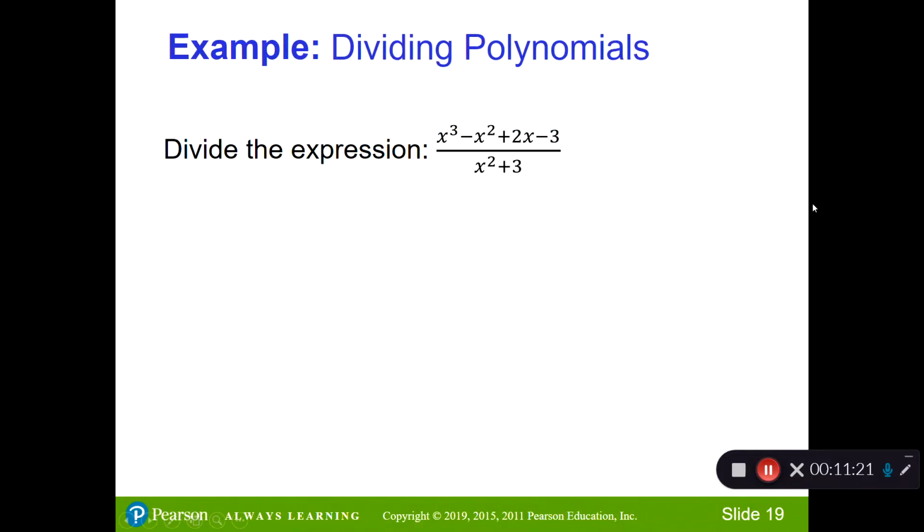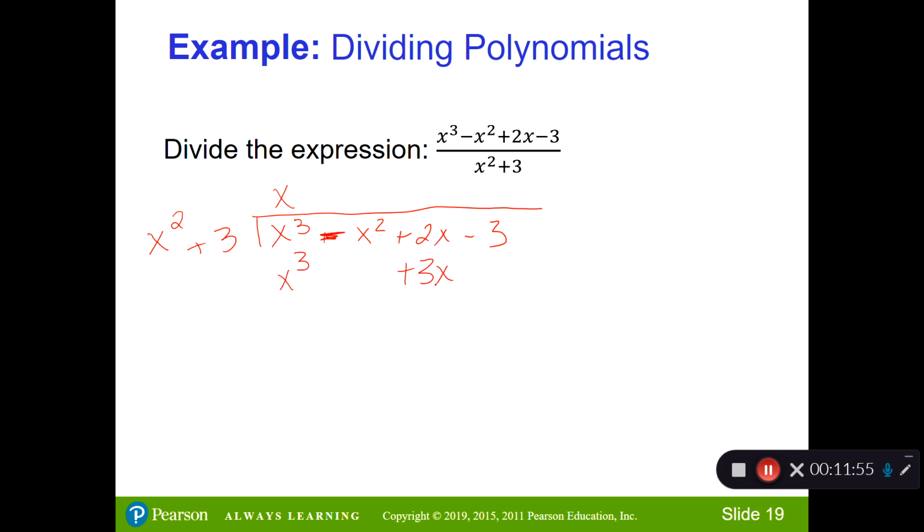Let's divide this. Okay, I can't do the synthetic division, so I'm going to do the long division. Why can't I do synthetic division? Because this is an x to the first. I can only do synthetic division when this is x to the first in the denominator. So x squared plus 3 dividing into x cubed minus x squared plus 2x minus 3. All right, what do I have to multiply x by to make it look like x cubed? So x times x squared is x cubed plus 3x, but line it up with its term.